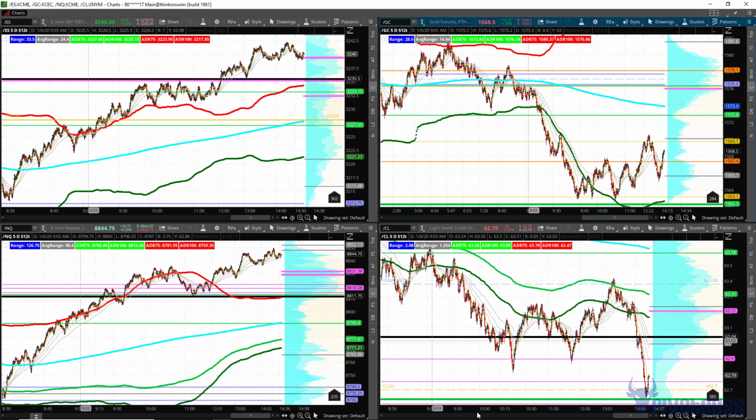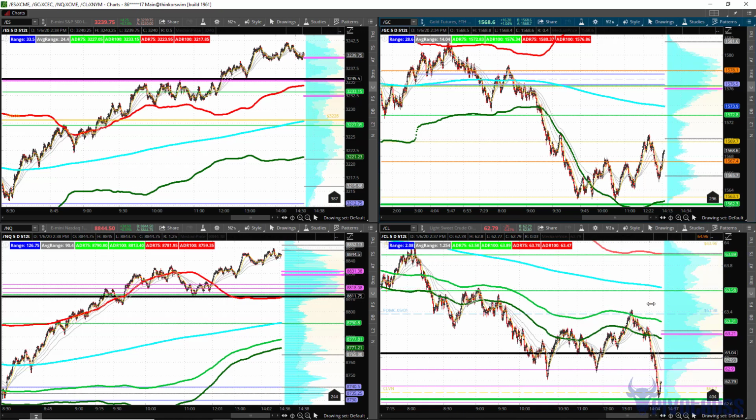Right now, crude oil seeing a bit of bearish price action here after retesting 63.38 from below. That's the May FOMC key level. Going to keep an eye on that right there. Let's see. Really quickly here.